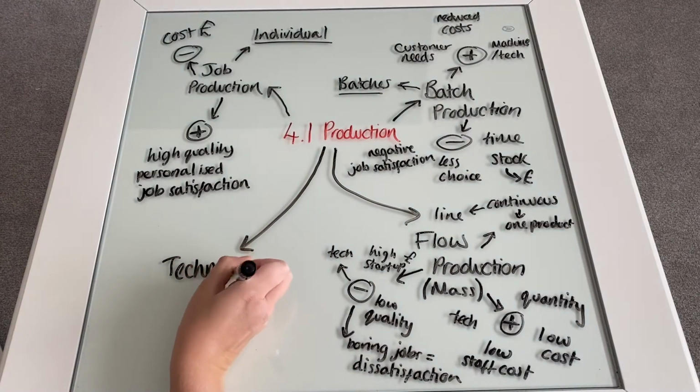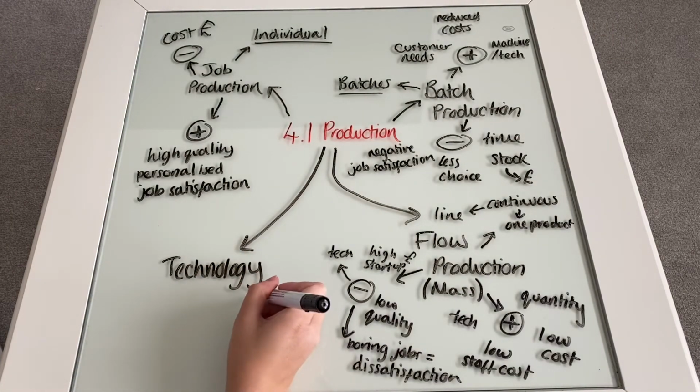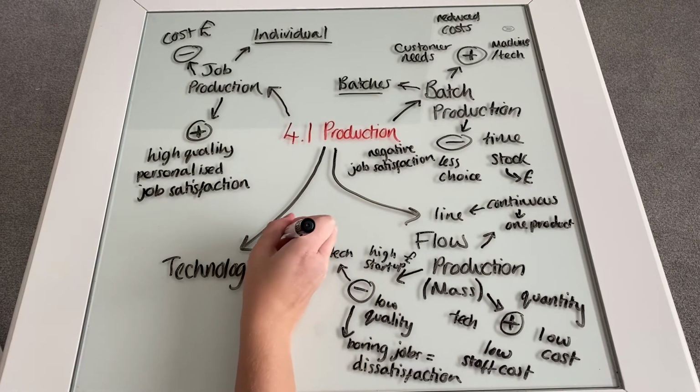in production. There are 3 types of technology that you need to understand. The first is automation.